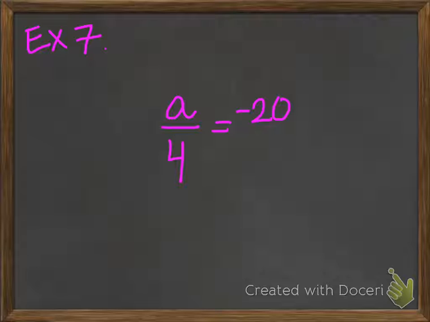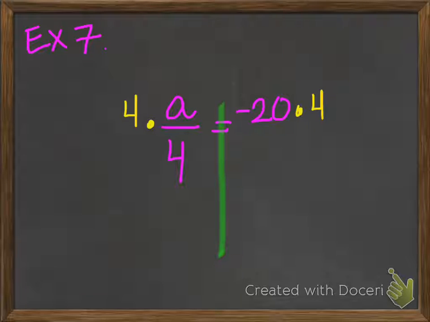All right, in this problem here, what I notice is that I don't have multiplication anymore. The operation that I have, this bar right here, means division, right? That's a fraction bar, meaning division. So the opposite operation of division would then be multiplication. So in order to solve this equation, doing the same thing to both sides, I'm going to multiply both sides by 4.